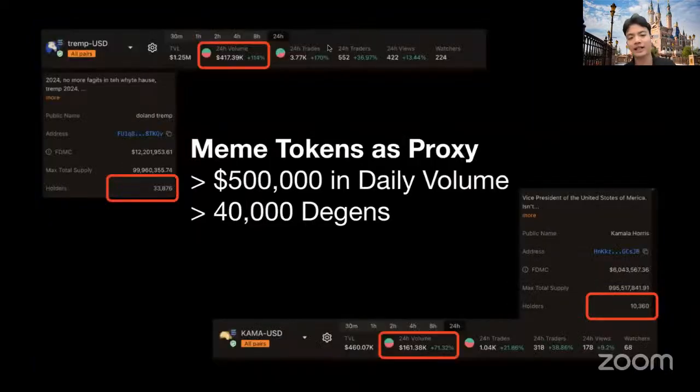So why this problem to begin with, and why this? What we see is meme tokens in the market are used as a proxy for people to start predicting events. If you see Solana, for example, coins like Trump and Kamala on Solana, people use them as proxies for the election. If you're a Trump supporter or you believe Trump will win, you will buy more Trump, and vice versa for Kamala.